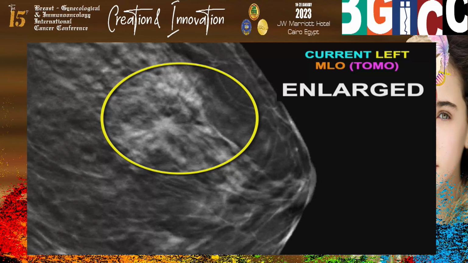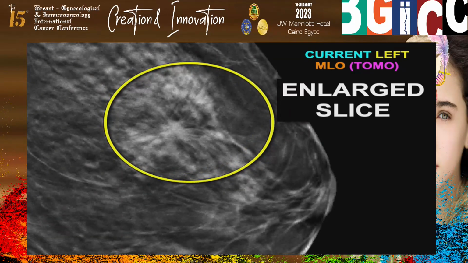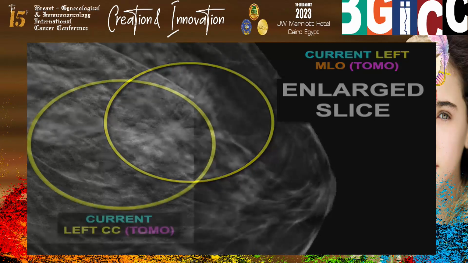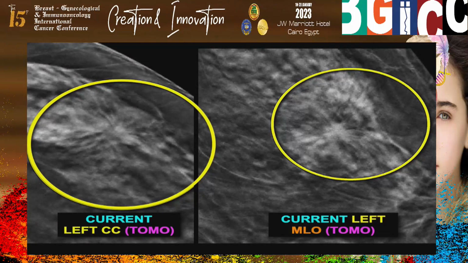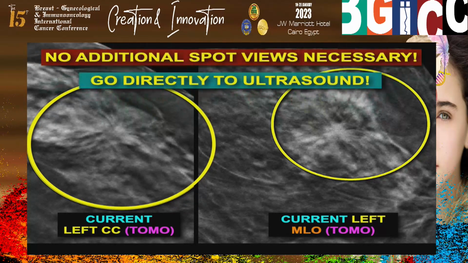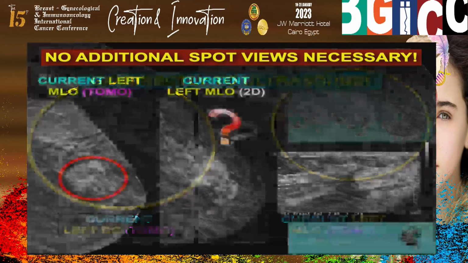In fact, beautifully seen. And here's the slice where you can see it the best. Look, there's no need. You can't possibly do better than this view and this view from our tomosynthesis, both on the CC and the MLO. We don't need to do anything more in terms of a mammogram. We could go right to doing our ultrasound for further evaluation. No additional spot views are needed at all.